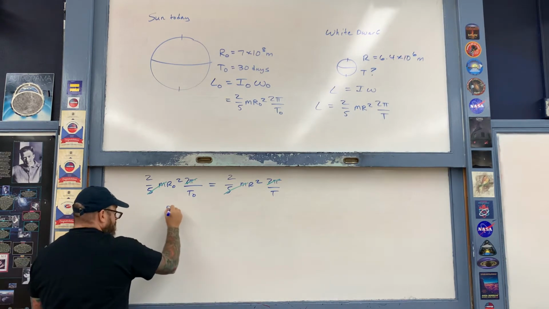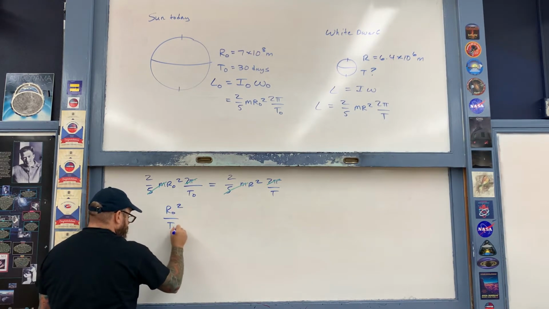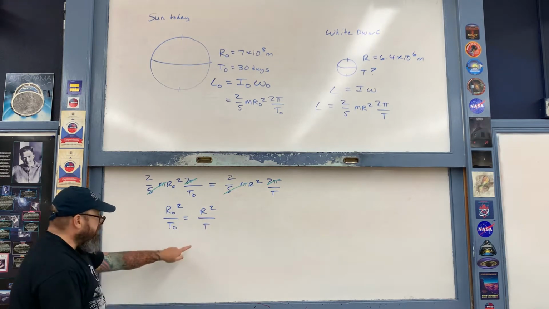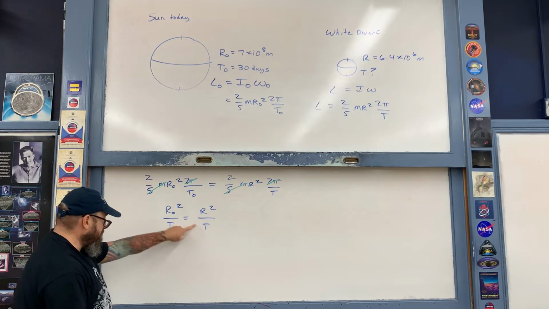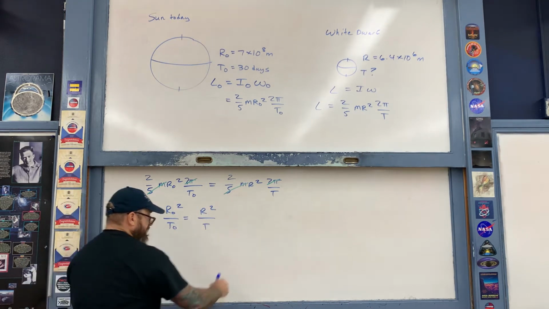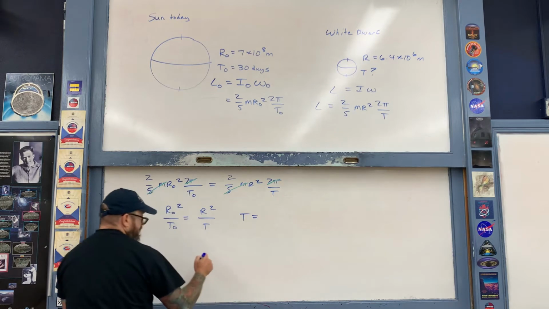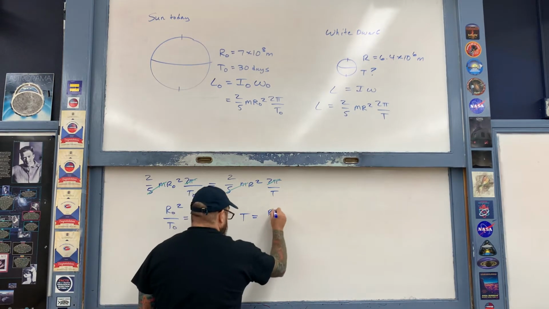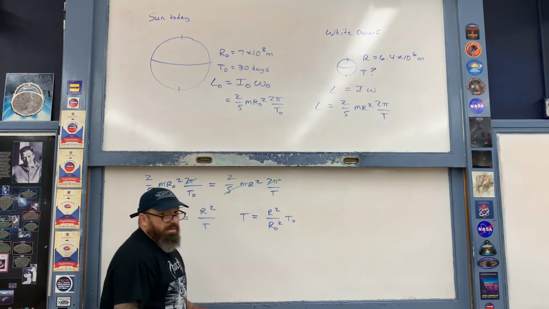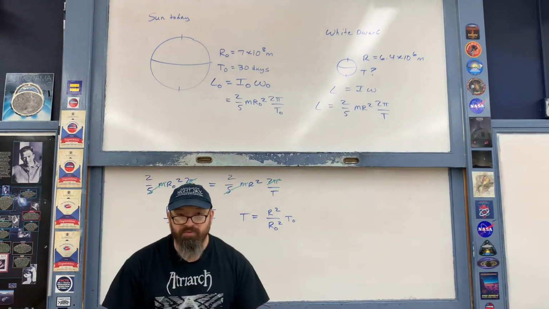Let's cancel out the 2/5 m and also the 2 pi from either side of the expression. Let's clean up the expression a little bit. Now let's cross multiply and solve for capital T. Move the capital T to the other side, and move the other terms over to the other side. In doing so, capital T ends up being r squared divided by r0 squared, multiplied by T naught. Let's plug in the numbers as we have them right now.